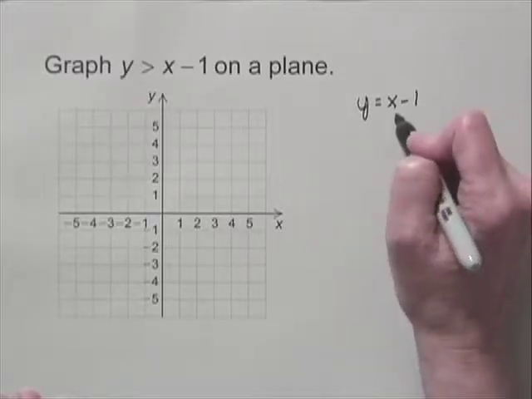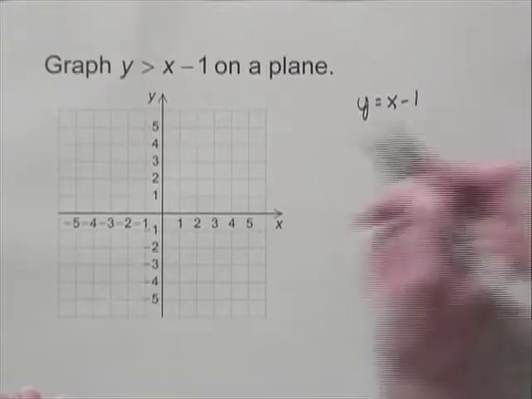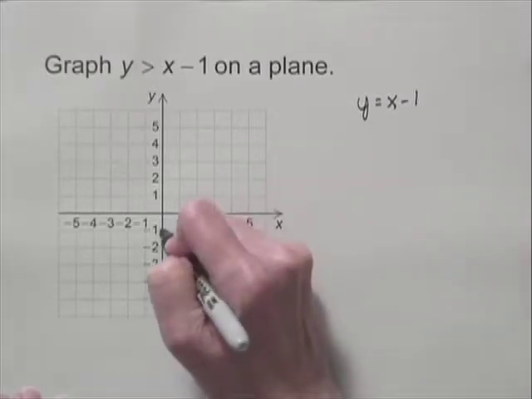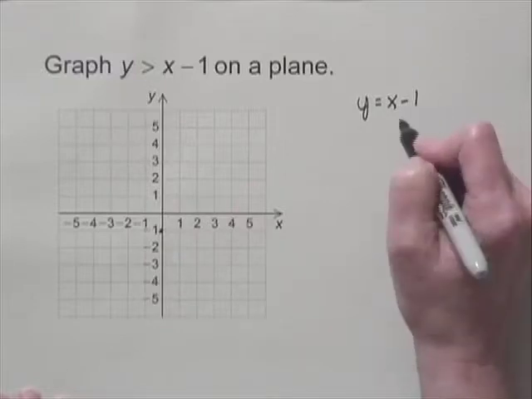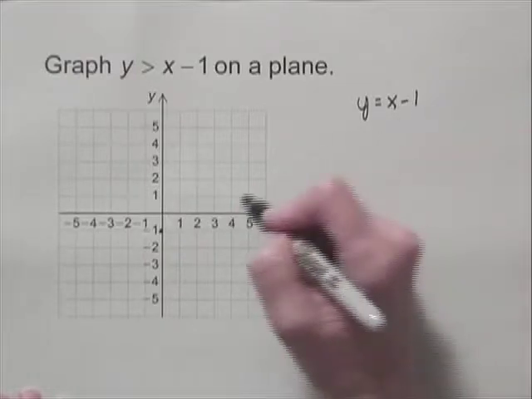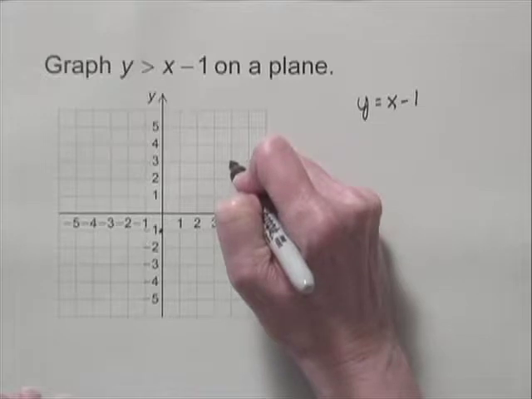When x is 0, y is minus 1, so we would have the point 0, negative 1. And when x is 4, y is 4 minus 1, or 3, so we'd have the point 4, 3.